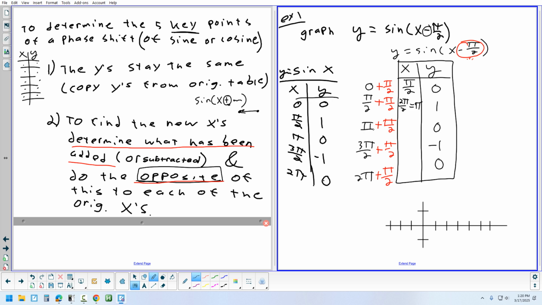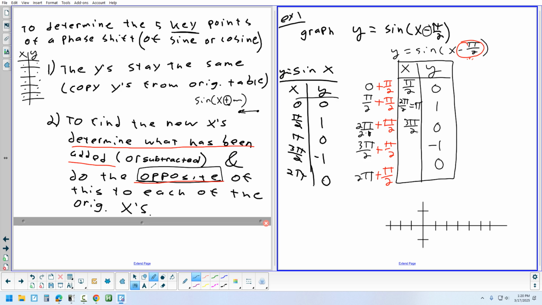Okay, next one, we don't have a common denominator. What could I put for a denominator for pi, because it doesn't have one? 1. What's your common denominator between 1 and 2? 2. To get a common denominator of 2, what would you multiply 1 by? Multiply by 2. What's 2 pi over 2 plus 1 pi over 2? 3 pi over 2.